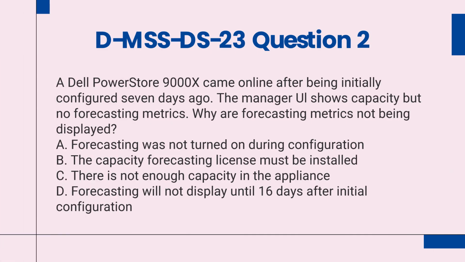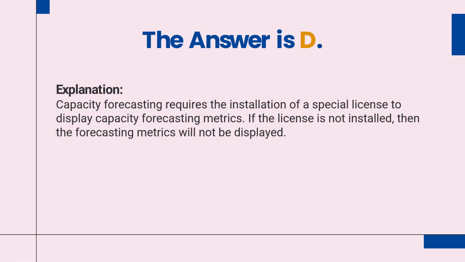A Dell PowerStore 9000X came online after being initially configured 7 days ago. The manager UI shows capacity but no forecasting metrics. Why are forecasting metrics not being displayed? A. Forecasting was not turned on during configuration. B. The capacity forecasting license must be installed. C. There is not enough capacity in the appliance. D. Forecasting will not display until 16 days after initial configuration. The answer is D.